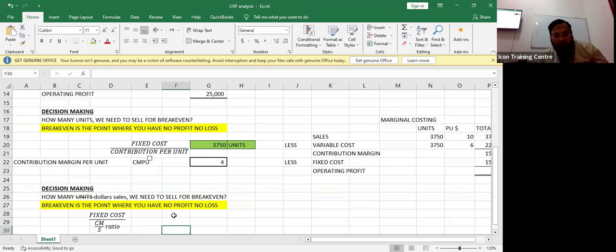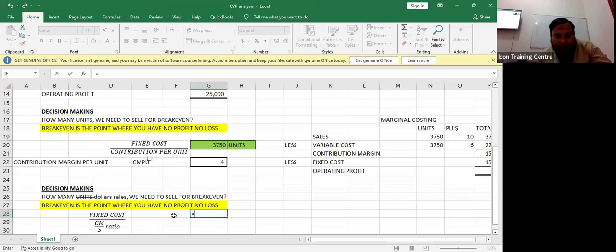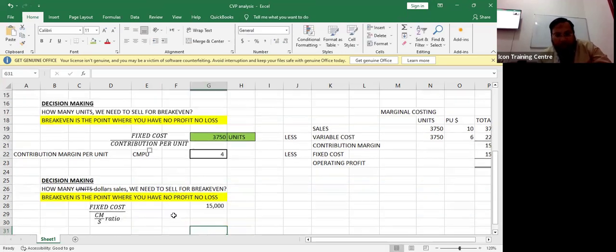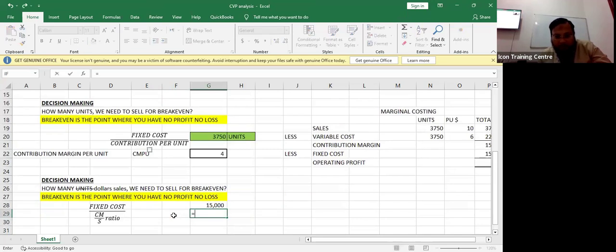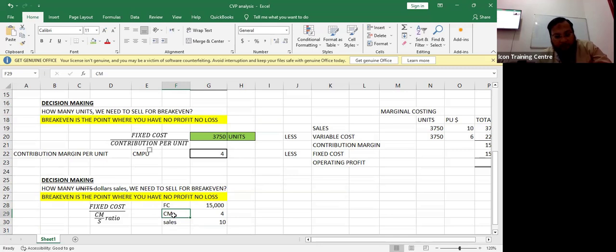Now, how much fixed cost do we have in the question? 15,000. Perfect. What is CM? Per unit 4. What is sales? 10. This is your CM, contribution margin per unit, and this is your sales per unit. I'm talking about per unit, right? And this is your fixed cost. Now you have to find out CM divided by S ratio.